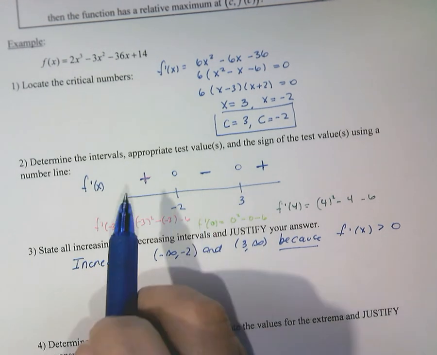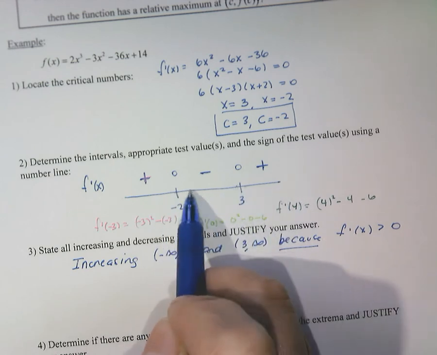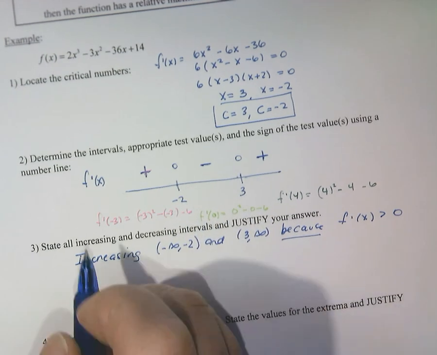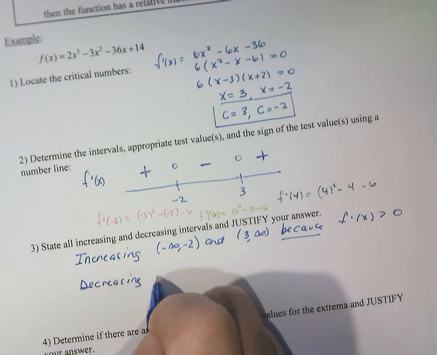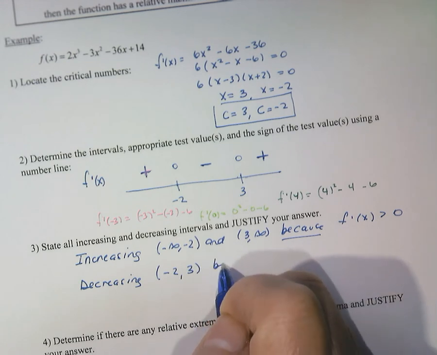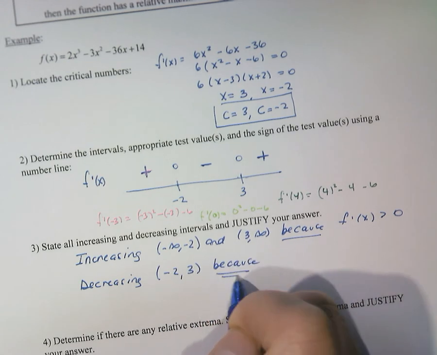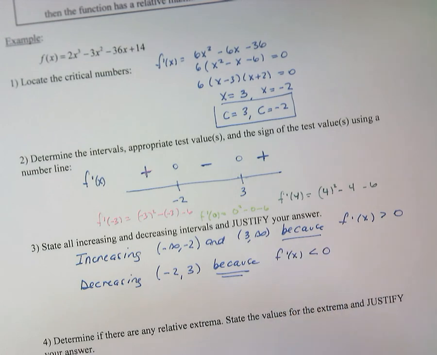I also know this is increasing, this was increasing. Here, the derivative is negative between negative 2 and 3, so I'm going to say the function is decreasing over the interval negative 2 to 3 because, and this "because" is important, f prime of x is less than 0.